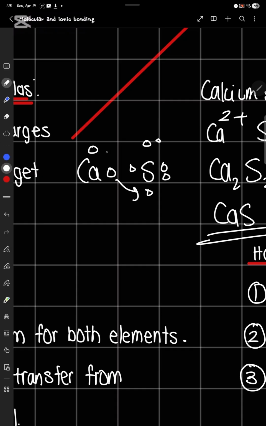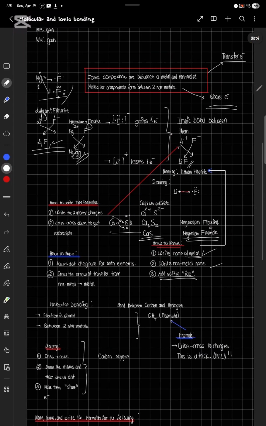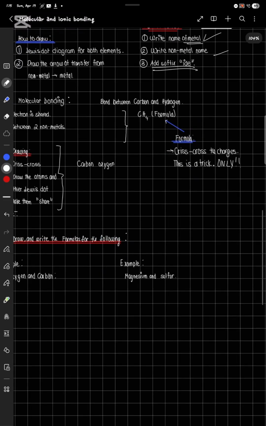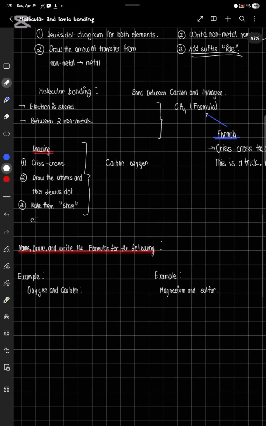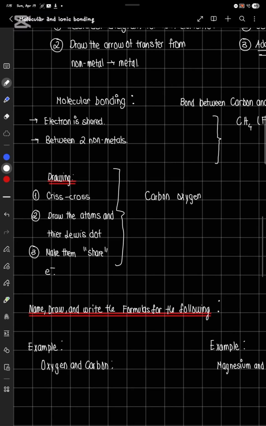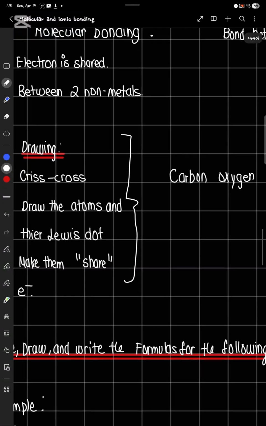Okay, draw your transfer and then boom, you're done. Okay, now let's move on to molecular bonding. Molecular bonding is when the electrons are shared, and through that sharing, both of them will gain electrons. So how does that work? Because we have to draw it first and see.